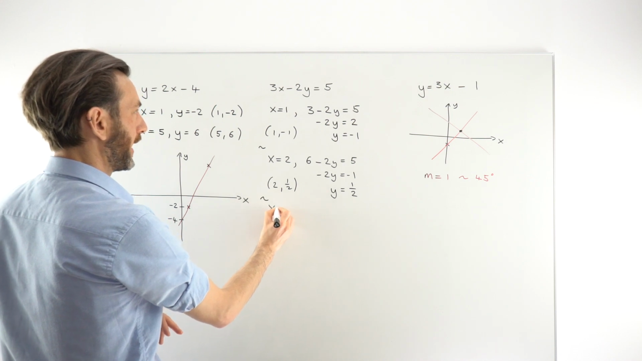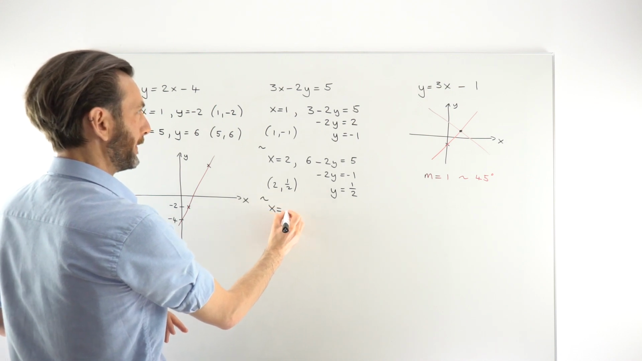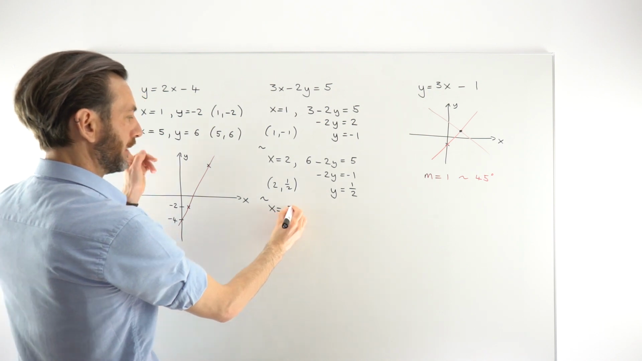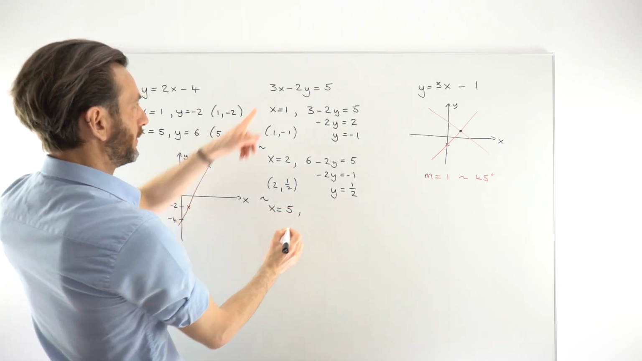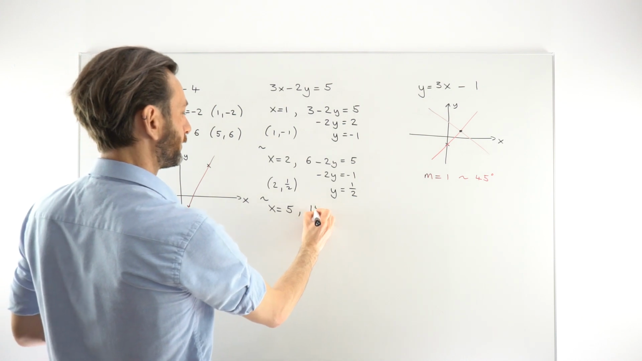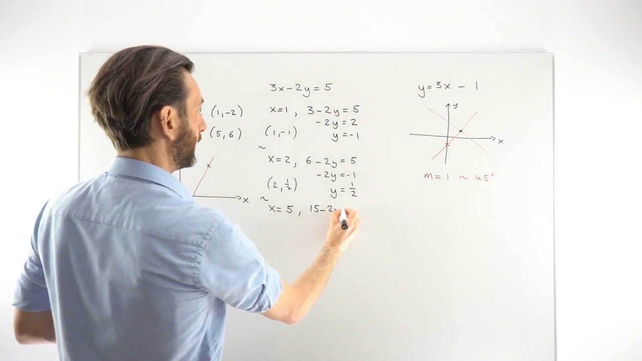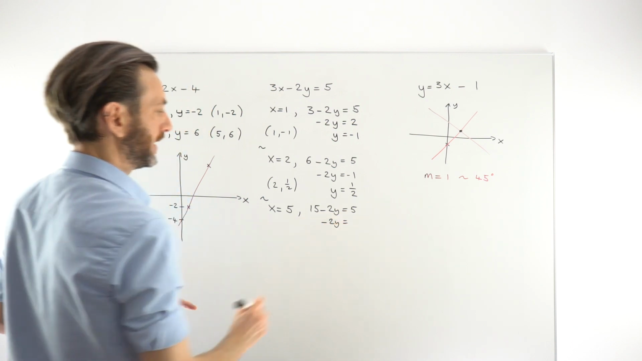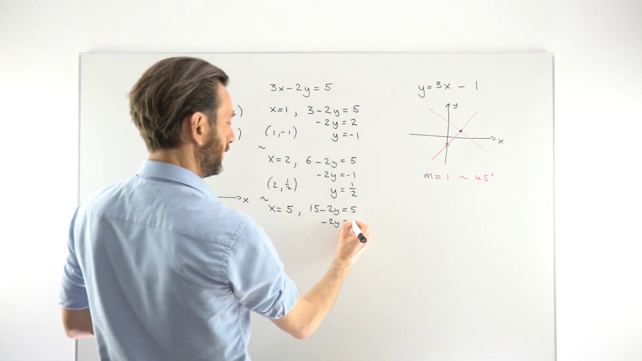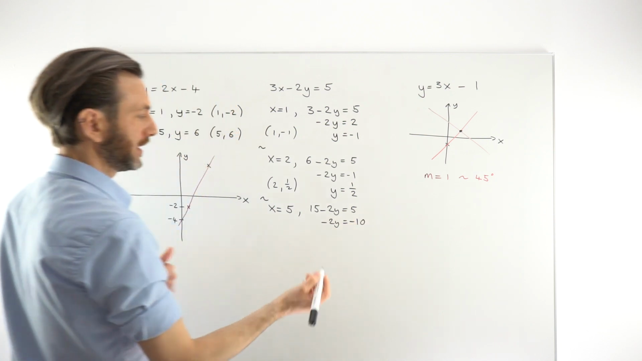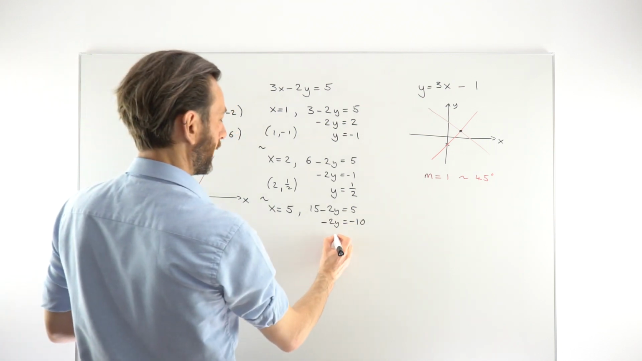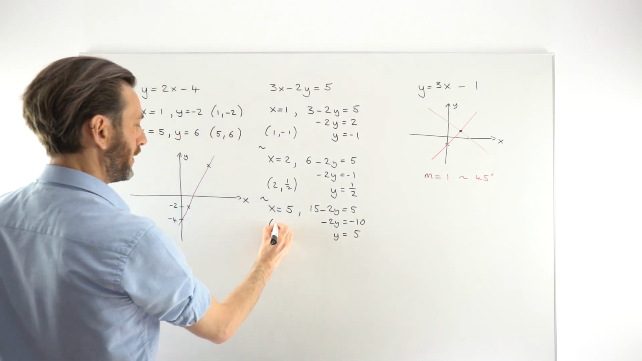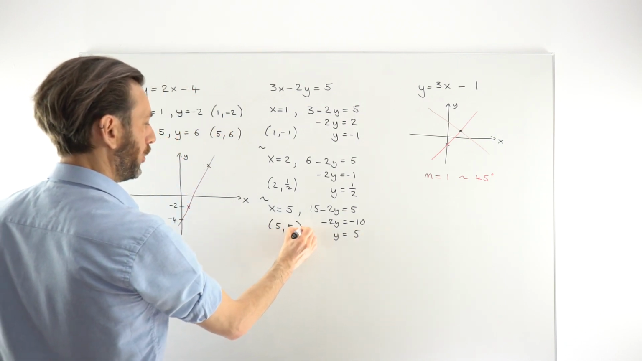So let's choose x equals, let's just go for 5 again, like we did up here. So if x equals 5, 3 times 5 is 15. Minus 2y equals 5, rearranging the equation again to get minus 2y equals 5 minus 15, which is negative 10. Dividing both sides by minus 2, and you would get y equals 5. So that tells you that the point 5, 5 also lies on the graph.